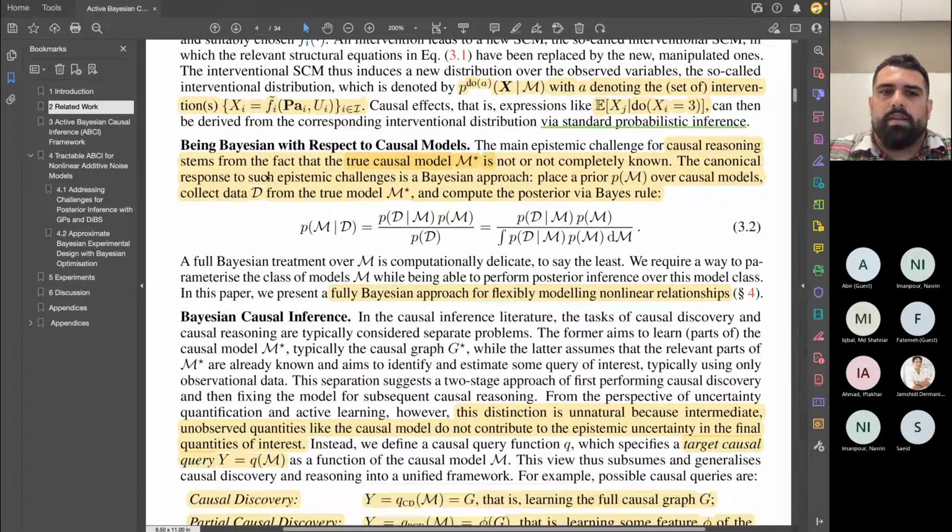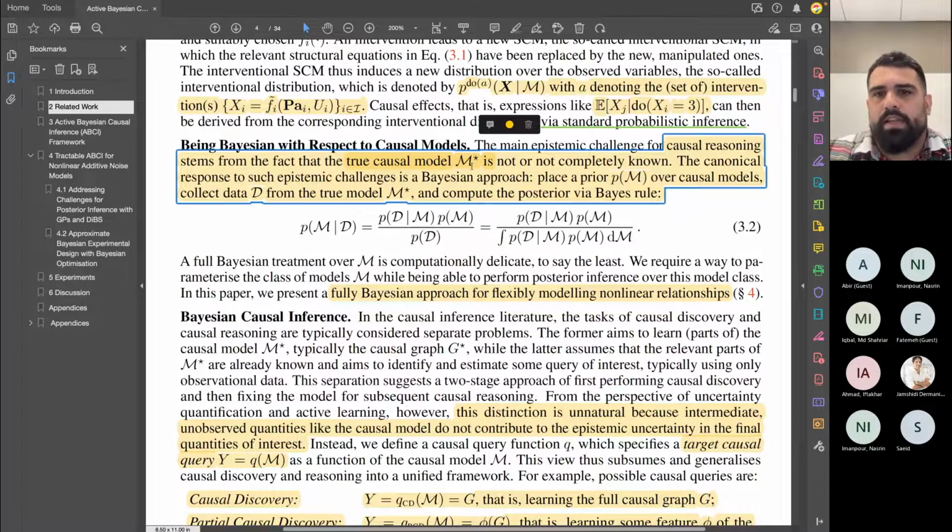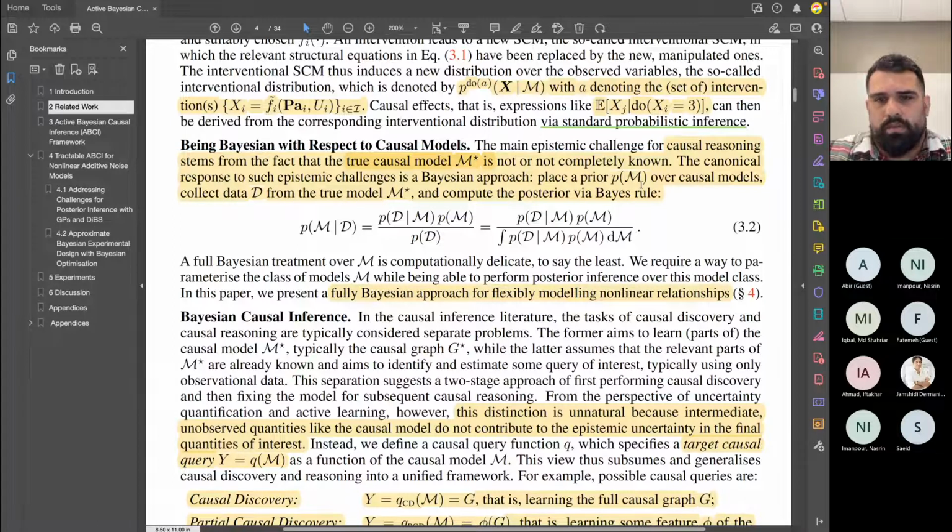Then regarding the Bayesian approach with respect to causal models, they have the Bayes theorem formula here as well, which is very basic. M star is the true causal model, and M is the prior, or the causal graph that we're trying to estimate.